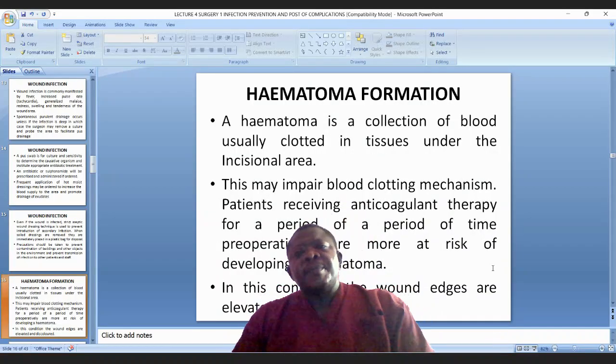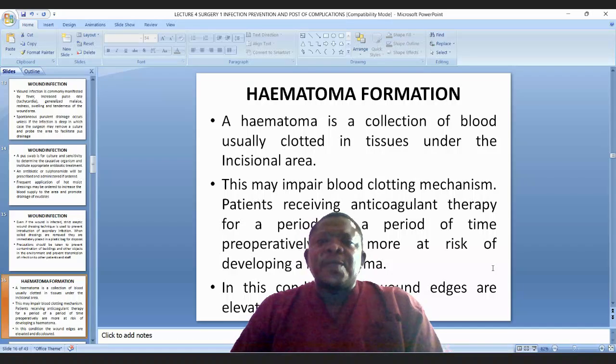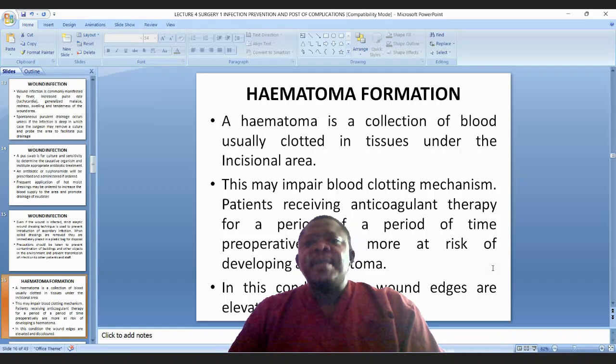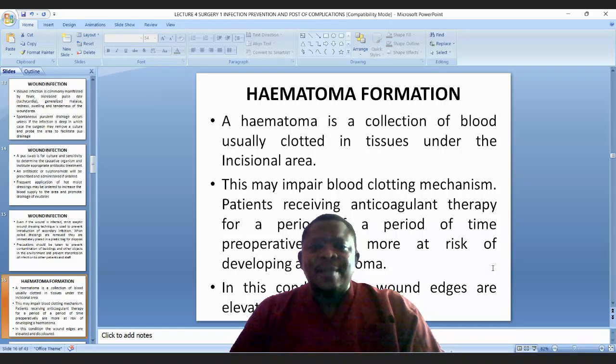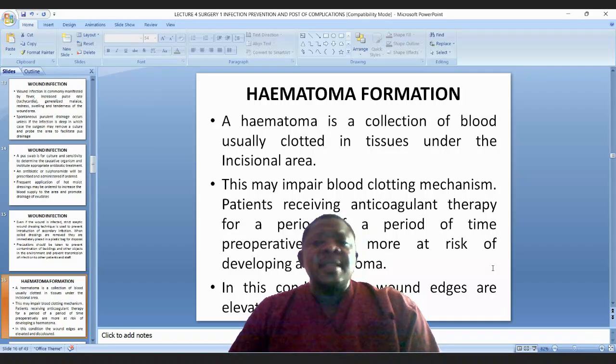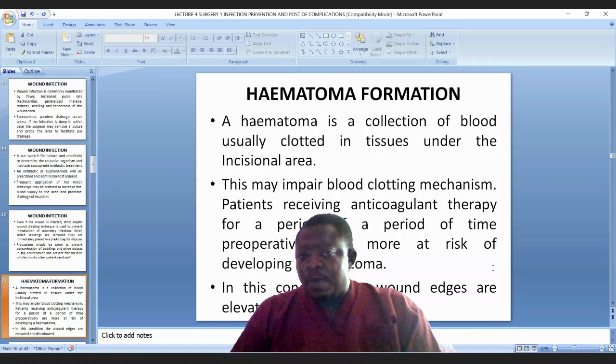Then in our SHOCKED mnemonic, we have H for hematoma, H for hemorrhage. So H for hematoma formation. Hematoma is a collection of blood, usually clotted, in tissues under the incision area. This can come as a general complication in surgery. It may impair the blood clotting mechanism if the patient has developed a hematoma.